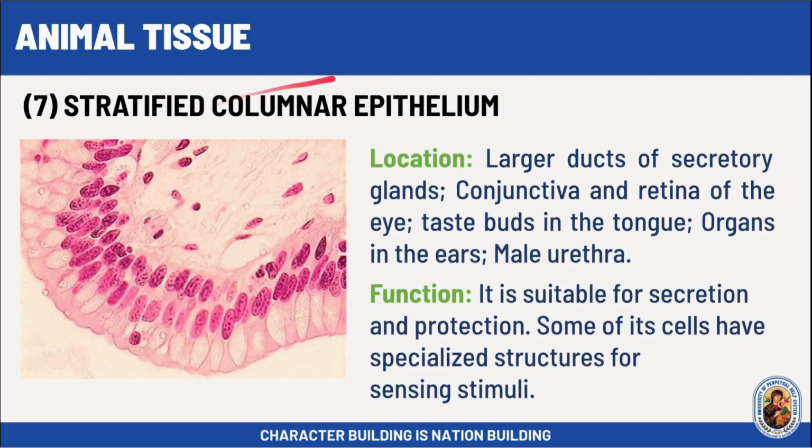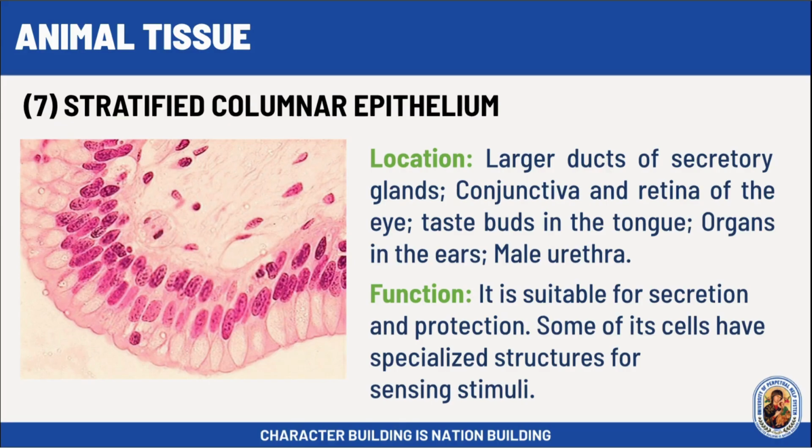Next up, we have the stratified columnar epithelium. The stratified columnar epithelium is layers of columnar epithelium. It's located in large ducts, and even in the taste buds of our tongue and in the organs of the ear. So it's suitable for secretion and protection.